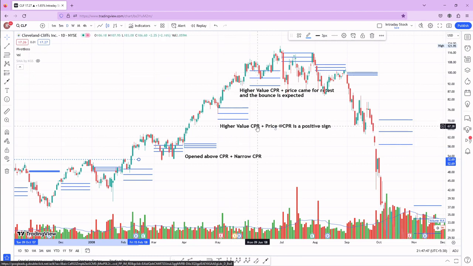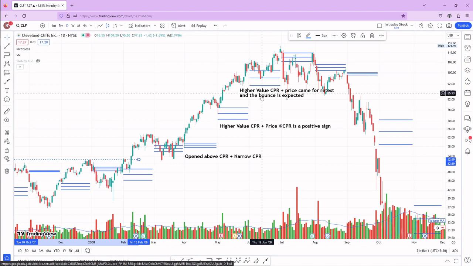So this is what happened. Higher value CPR plus price at the CPR is a positive sign. The price opened at the CPR, and it is a positive sign. After that, the market started going further upside. From here, the low of 73, it went to make a high of 107, which is almost 32 or 35 points, which is almost again another 50%.